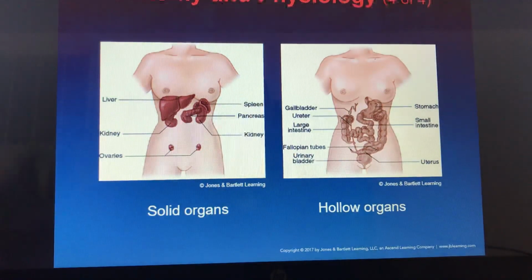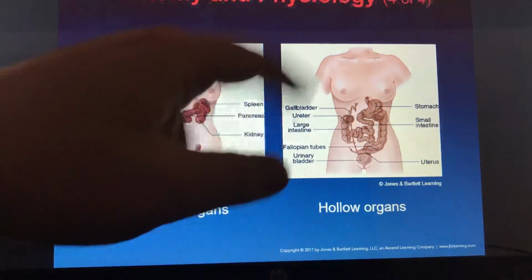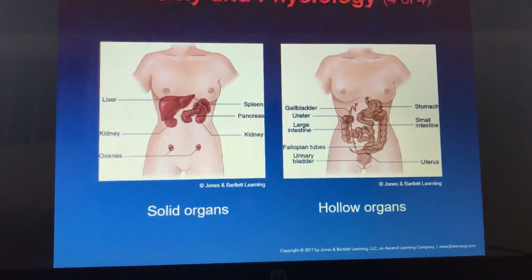Here's the diagram of those. You can see these are the solid organs. These are the hollow organs. I'll let you review that on your own.